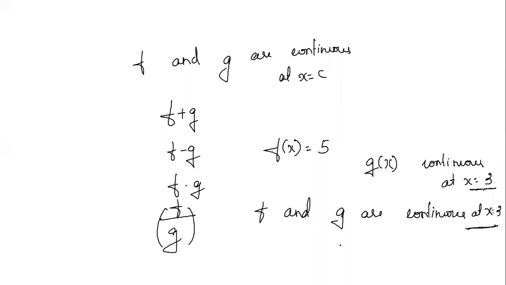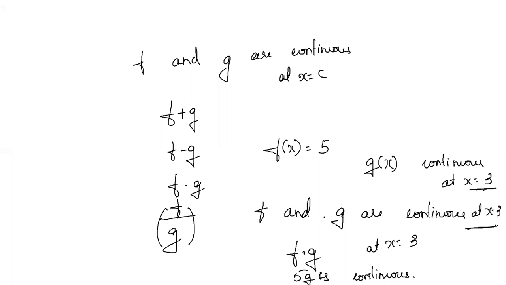So if f and g are continuous, what about the product f into g? Is it continuous at x is equal to 3? Yes, it is continuous at x is equal to 3. So from this what you can conclude is, but what is f? f is some constant, that is 5. So 5 into g is continuous, correct? 5 into g is continuous.